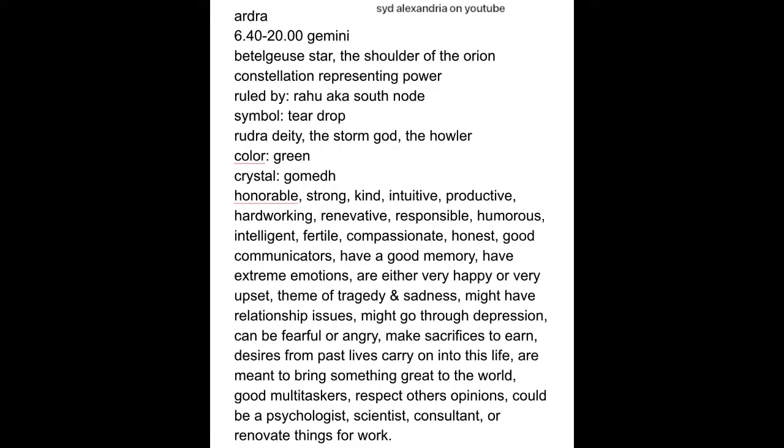Ardra is from 6 degrees 40 minutes to 20 degrees, all within the sign of Gemini, and its star is Betelgeuse in the Orion constellation. Its symbol is the teardrop, and if you want to read more about Ardra, you can, but I'm going to tell you that they are honorable, strong, kind, intuitive, productive, hardworking, renovative, responsible, humorous, intelligent, fertile, compassionate, honest, and they are really good communicators. They have a great memory and have really extreme emotions, split personality, and they are either very happy or very upset.